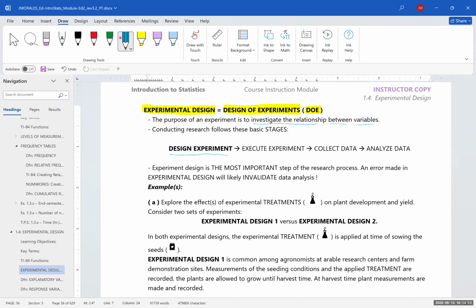First, you design an experiment. Then you execute the experiment, you collect data, and you analyze the data. Experimental design, which is the first part, is the most important step of the research process. An error made in experimental design will likely invalidate your data analysis at the very end. So if you mess up this first step, you're going to have wasted a lot of work and effort, and it's going to invalidate anything that you calculate or any correlations you come to later.